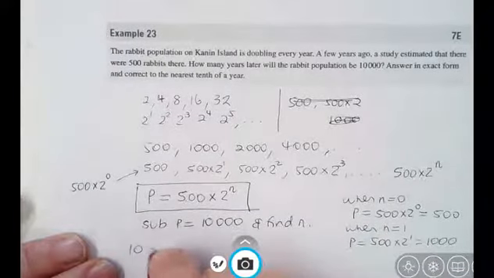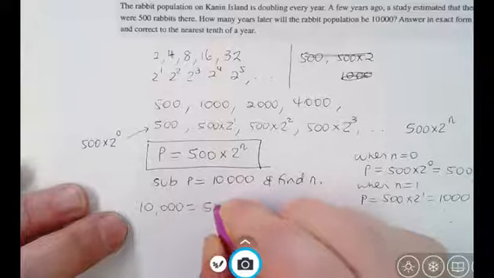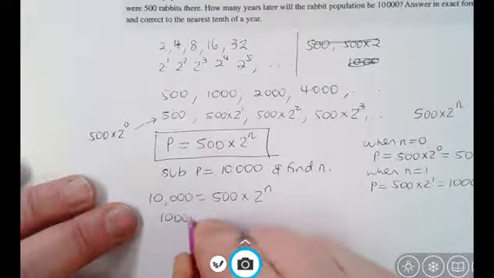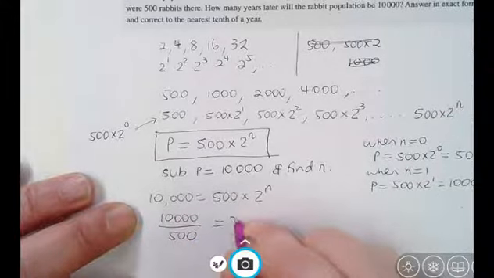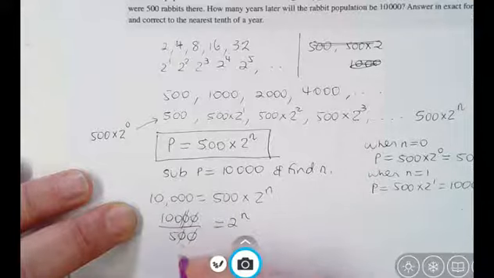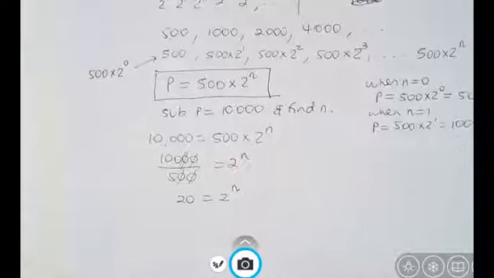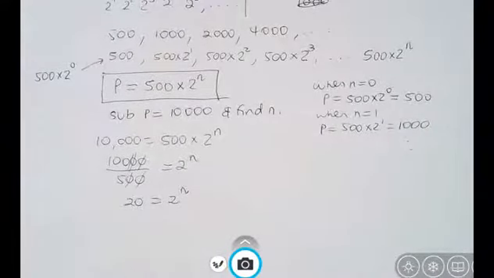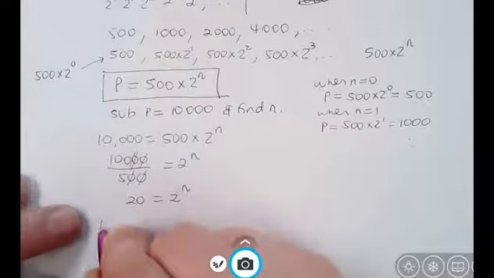So we've got that 10,000 equals 500 times 2 to the power of n. So 10,000 divided by 500 is 2 to the power of n. So you've got 100 over 5, so that's 20 equals 2 to the power of n. Now we're not going to be guessing anymore. We can just take logs of both sides. You could take ln of both sides if you want.